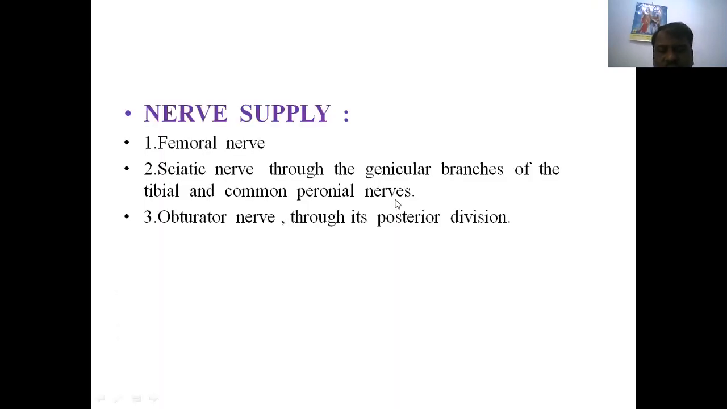What is the nerve supply to the knee joint? Mainly the femoral nerve, the sciatic nerve, which has two branches, tibial and common peroneal, and the obturator nerve. Each nerve gives articular branches. The femoral nerve continues through the adductor canal as the saphenous nerve, and some other femoral nerve branches make the patellar plexus. Next, the posterior division of the obturator nerve also supplies the knee joint. The tibial nerve and common peroneal part of the sciatic nerve give small genicular branches supplying the knee joint posteriorly.